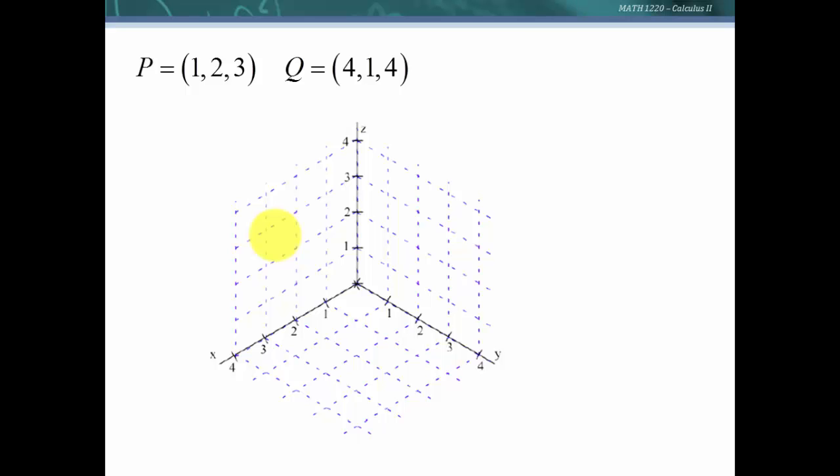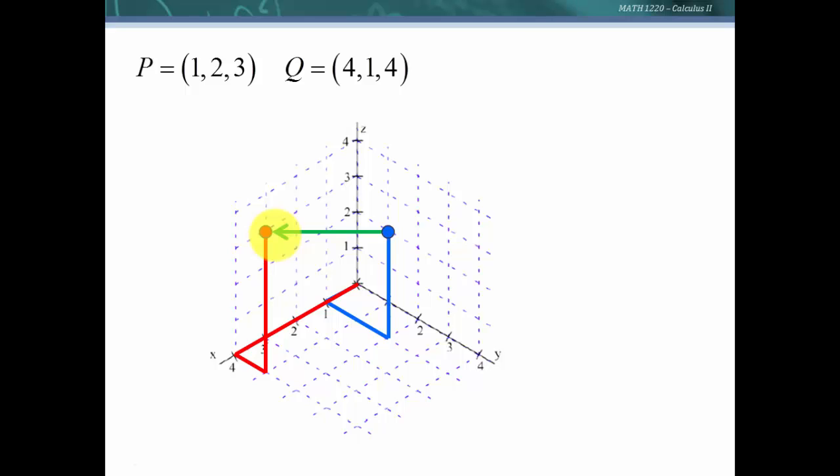Okay, so what if we had vector PQ in 3 space here? So let's go ahead and plot the 2 points, and then we could draw the vector. So for point P, we are going to have 1 in the x direction, 2 in the y direction, 3 in the z direction. So there's point P. Then we're going to go 4 in the x direction, 1 in the y direction, and 4 in the z direction, and there's point Q. So our vector PQ starts at P, goes over here to Q.